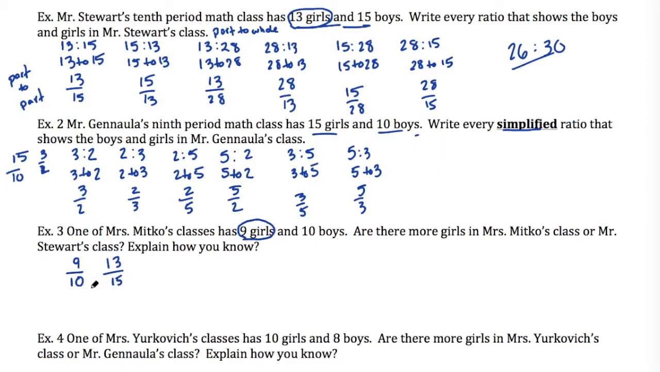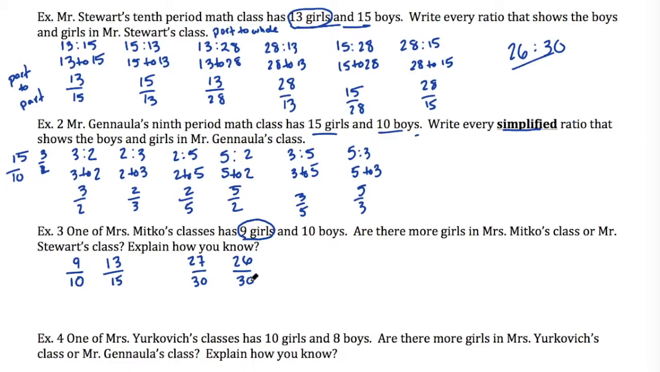The way that we'd like to compare fractions is to make their denominators the same. So what denominator could 10 and 15 both go into? They could both go into a denominator of 30. So if we change the 10 to a 30, we would have had to multiply by 3, so we're going to have to do the same thing to the 9. So this would be a ratio of 27 to 30. That would be equivalent to Mrs. Mitko's class. Mr. Stewart's class, we'd have to multiply by 2 from 15 to get to 30. So we have to do the same thing to the 13 as well. So that's 26 to 30.